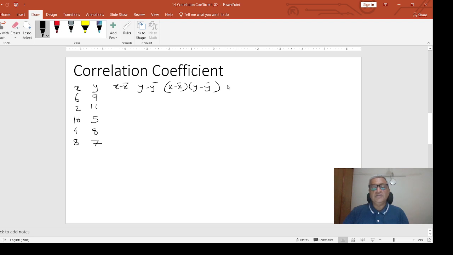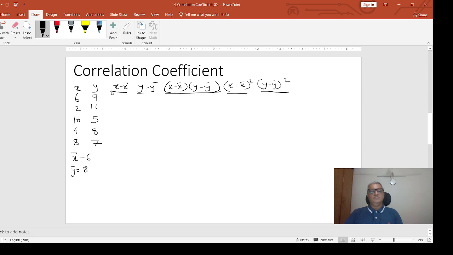Then we also need to calculate standard deviation for x, which will require us to calculate x minus x bar square and y minus y bar square. So we need to calculate the first column, second column, third column, fourth column, fifth column. What is the value of x bar? X bar is already given to us: x bar is equal to 6 and y bar is equal to 8. So let's start populating values in the table, starting from this column.